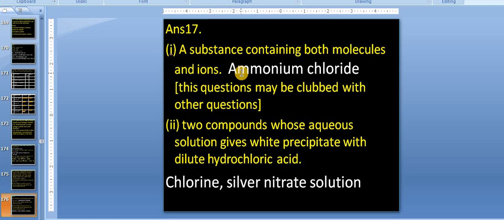So you should know, between ammonium ion and chloride ion the bond formed is ionic. Ammonium coordinate, ammonia covalent. So this way we should know how the bonding takes place. Okay. Someone wrote ammonium nitrate, that also can be one of the answers. Two compounds whose aqueous solution give white precipitate: one is chlorine, which can also give white precipitate, and silver nitrate also can give white precipitate. Two things were asked.